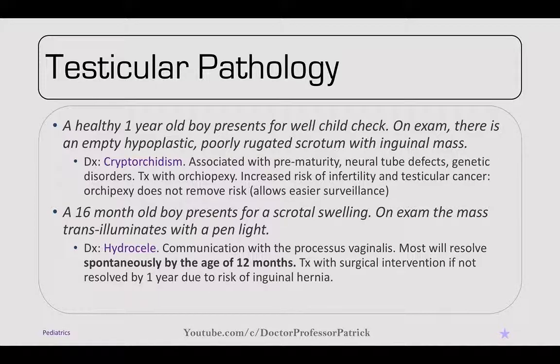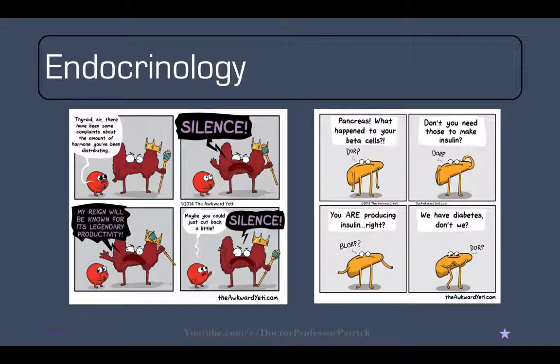It's a communication with the processus vaginalis, and most will resolve spontaneously by 12 months. You may need to treat with surgical intervention if they're not resolved by 1 year because there's a risk of inguinal hernias. Now we're on to the endocrinology section.